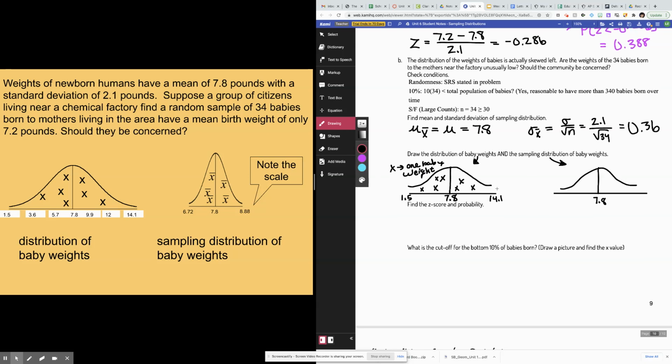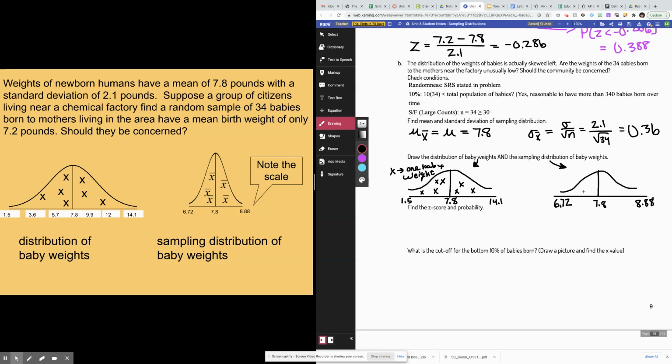Whereas in the sampling distribution, because we have this standard deviation that's much smaller, even if you go 3 standard deviations out to the left and to the right, your range is much smaller. It only goes to a low of about 6.7 and a high of about 8.9 if you round. So the scale is much different. Another thing that's different is that each of the data points inside here is a sample mean of baby weights. So each data point is a sample mean of baby weights.